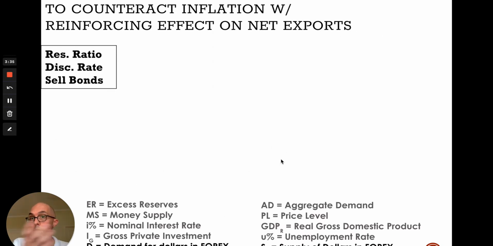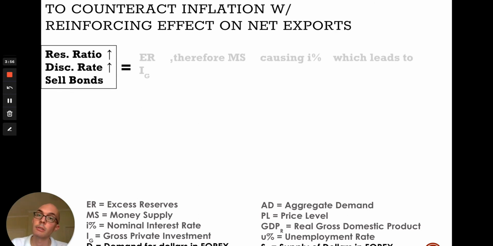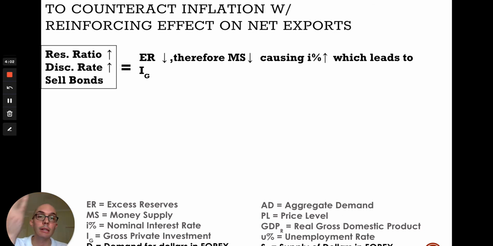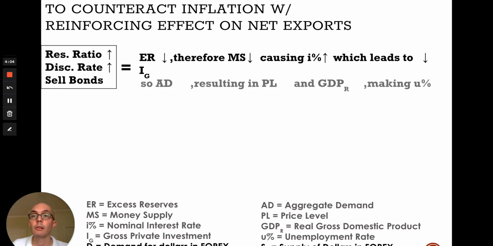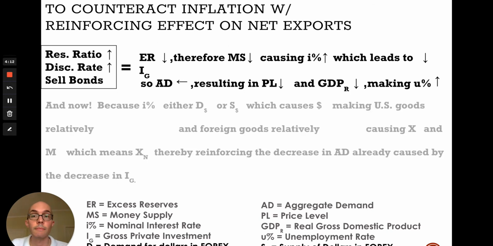All right, the other direction, contractionary monetary policy. So if we assume we have an inflationary gap and want to close it, we're probably going to raise the reserve ratio, raise the discount rate, and sell bonds. Again, we don't have to do all three of these at the same time, but each of these individually, raising and selling bonds, contributes to contractionary policy. So same story, but in reverse. Excess reserves decrease, money supply decreases, nominal interest rate increases, IG goes down, AD shifts left because IG is a part of AD, price level goes down, real GDP goes down, unemployment goes up.